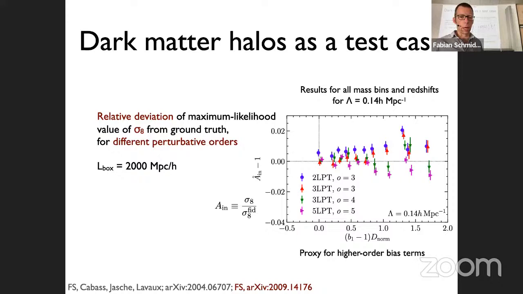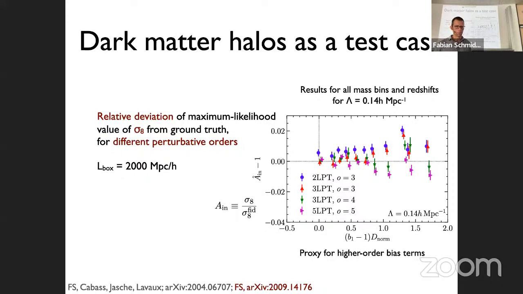The x-axis here is a way of comparing different halo samples. Again, our tracers are dark matter halos in simulations, with different masses and different redshifts in one plot. Don't worry too much about what this precise x-axis is. But you can see that for this cutoff value, we do see the expected convergence: of course there's some scatter, but generally speaking, the higher the order you go in perturbations, the better your results are. If we can see something like that in real data, this would be to me very convincing that things are under control and we can really trust the cosmology we get out of that.